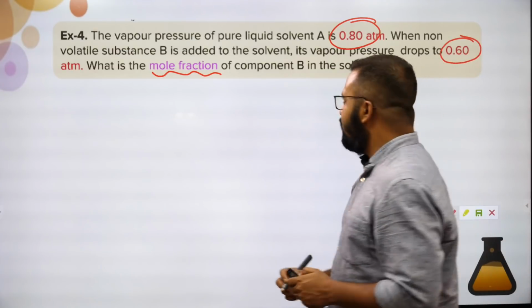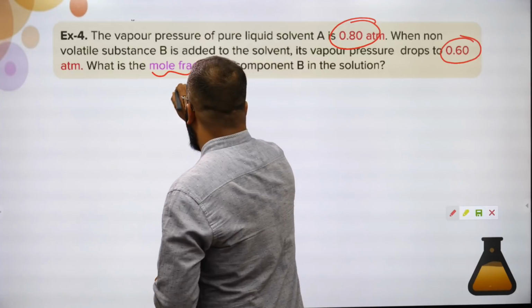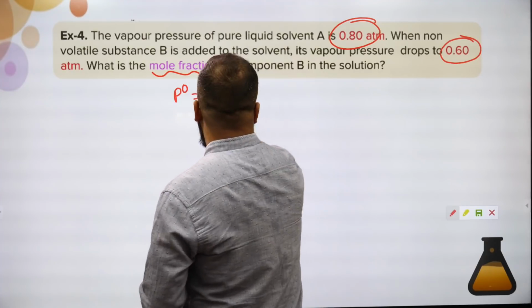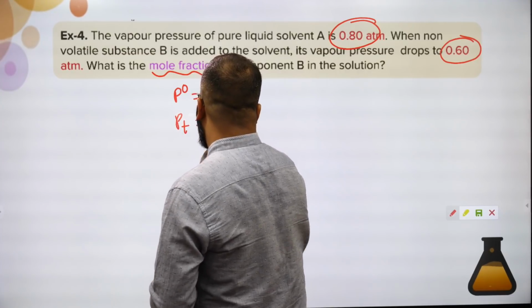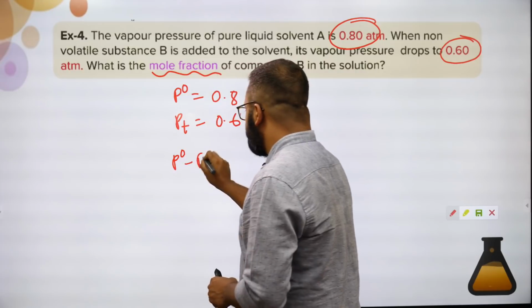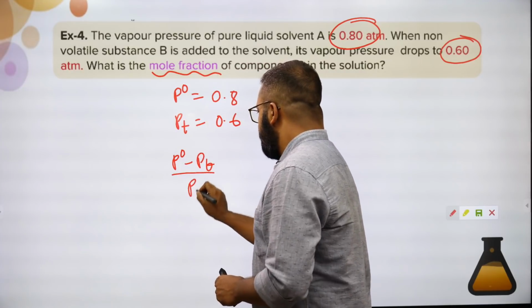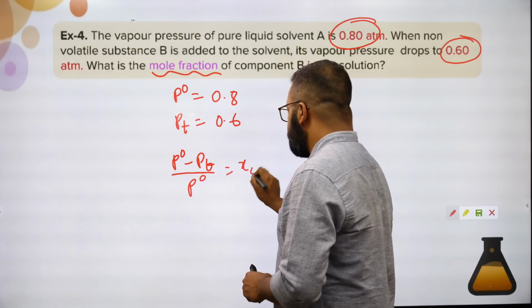Nimisha, 0.25. Let's see. So P naught is 0.8. P total is 0.6. So P naught minus P total by P naught is equal to mole fraction of solute.